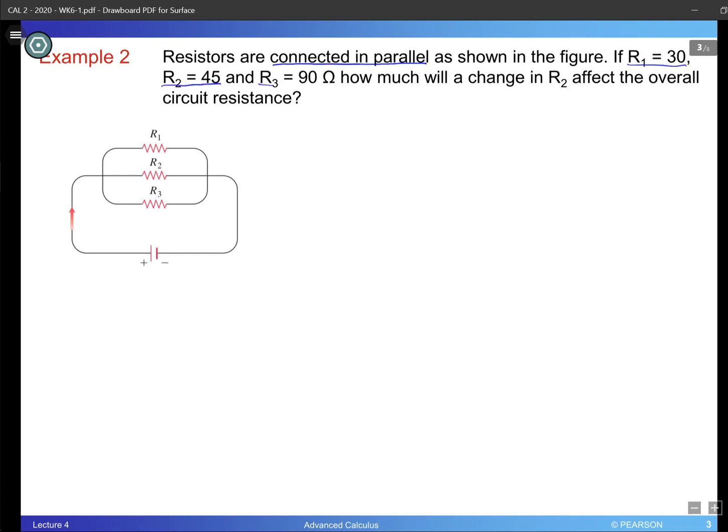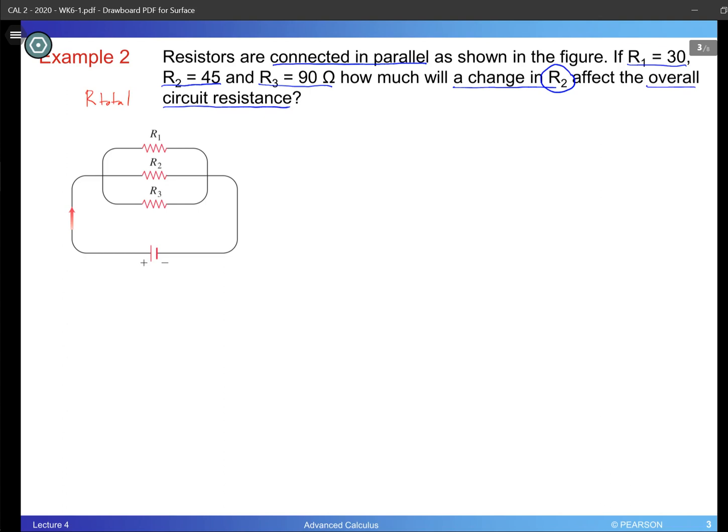is rated 90 ohms. And then they want to know how much will a change in R2, so we are talking about R2 in specific here, how it's going to affect the overall circuit resistance. What does that mean, overall circuit resistance? It means the total resistance of the whole circuit when all the components and all the resistors are combined. So we are going to use this different variable to represent that, R total, and that's going to be for the total resistance of this whole circuit.